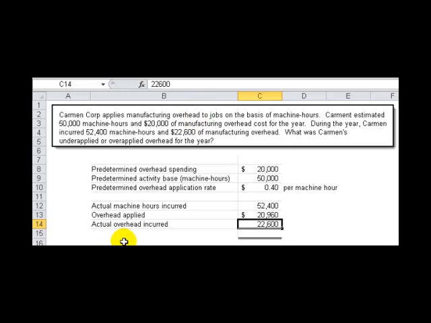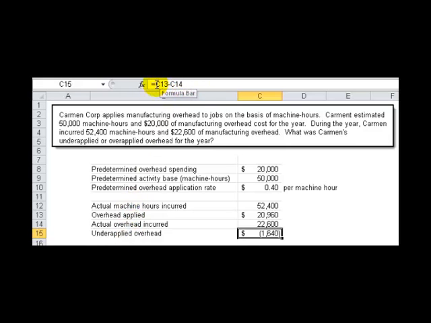So now all we have to do is compare the overhead applied, the 20,960, versus the actual overhead of 22,600. So we're actually underapplied, and we're underapplied by the difference. Just compare the value in C13 to C14. We are underapplied by 1,640. Now, probably I don't need to show that as a negative, because we label it as underapplied.